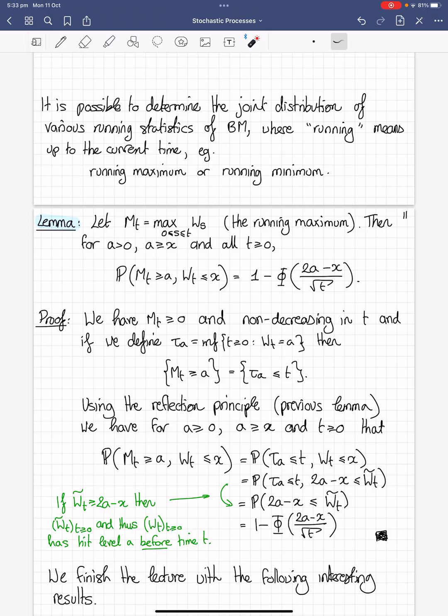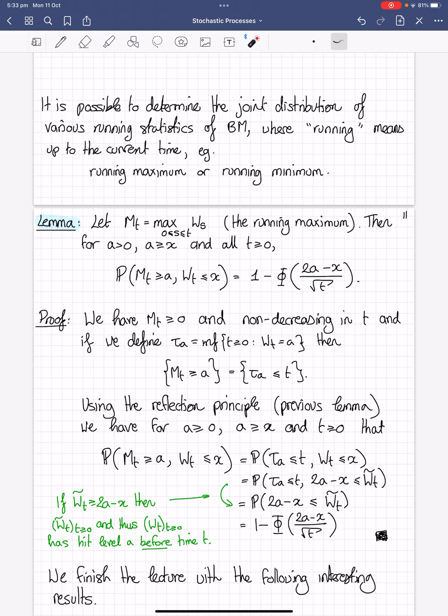But if the reflected W̃_t is greater or equal to 2a minus x, that basically means that W̃_t has hit level a before time t, and also W_t has occurred. So that means we can write this line as that line there.